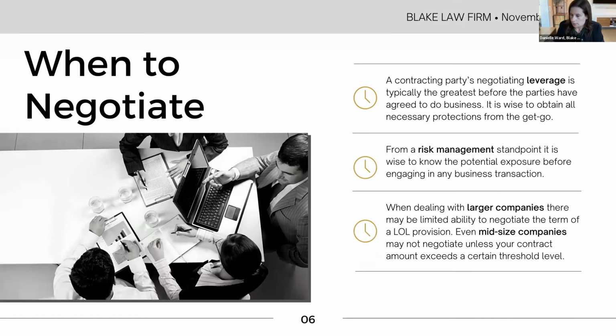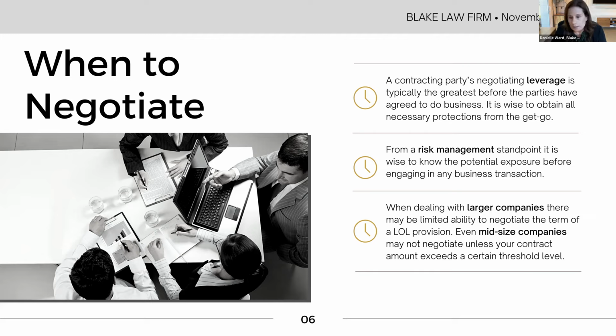When to negotiate. Probably to nobody's surprise, it might be easier to negotiate a limitation of liability provision at the time you're trying to strike a deal. At that time, the parties are interested in doing business, and it's probably the best opportunity to negotiate whatever protections you need. It's also important from a risk standpoint to know what your potential exposure is before engaging in any transaction.